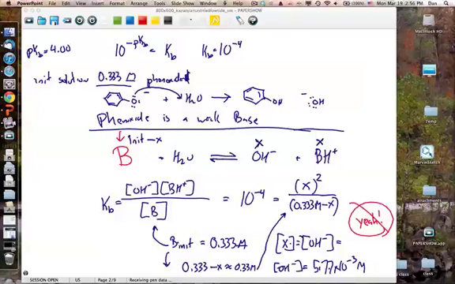We're not done yet. The question asks us, what is the pH? That was the hydroxide ion concentration, and through the magic of what we learned last class, we get a pH equal to 11.761. That's the answer.